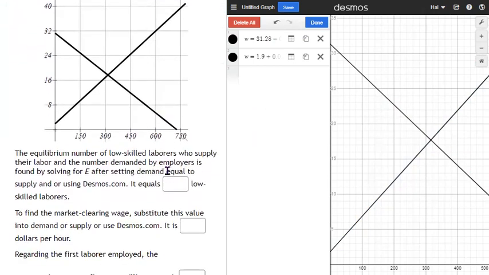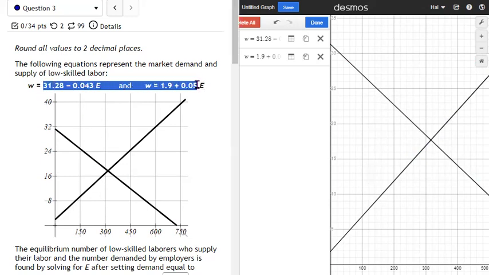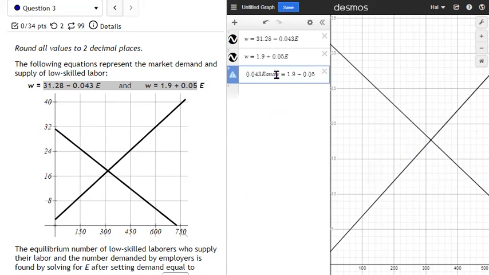The equilibrium number of low-skilled laborers who supply their labor and the number demanded by employers is found by solving for E after setting demand equal to supply, right? So real quick, this is W, the wage rate, the hourly wage rate. This is the employment level. And we can find the equilibrium by setting these two equations equal to each other. And we can do that in Desmos here.